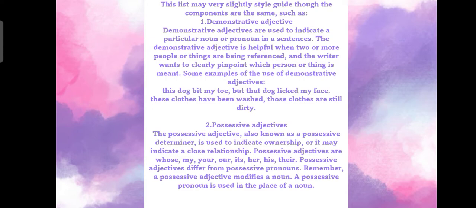Secondly, possessive adjectives. The possessive adjective, also known as a possessive determiner, is used to indicate ownership, or it may indicate a close relationship. Possessive adjectives are whose, my, your, our, its, her, his, and their. Possessive adjectives differ from possessive pronouns. Remember, a possessive adjective modifies a noun. A possessive pronoun is used in the place of a noun.